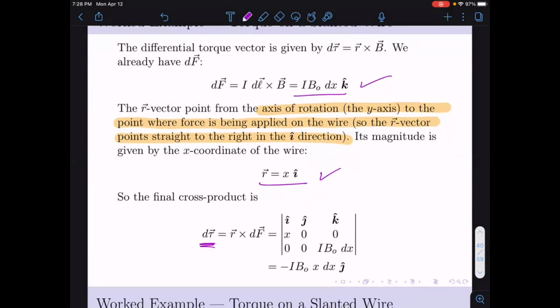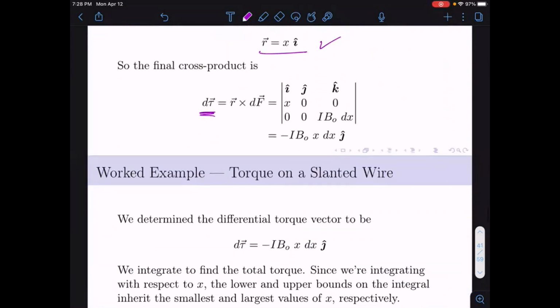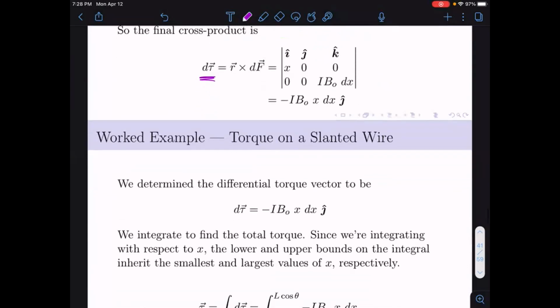In this case, my cross product becomes much easier because I've only got two components to worry about, really. I've got nothing in the j hat direction, and some zeros here and there in the i hat and k hat directions as well. So all in all, you end up with a pretty straightforward cross product. It's just the multiplication of those two components, so we end up with negative I b naught x dx in the j hat direction.